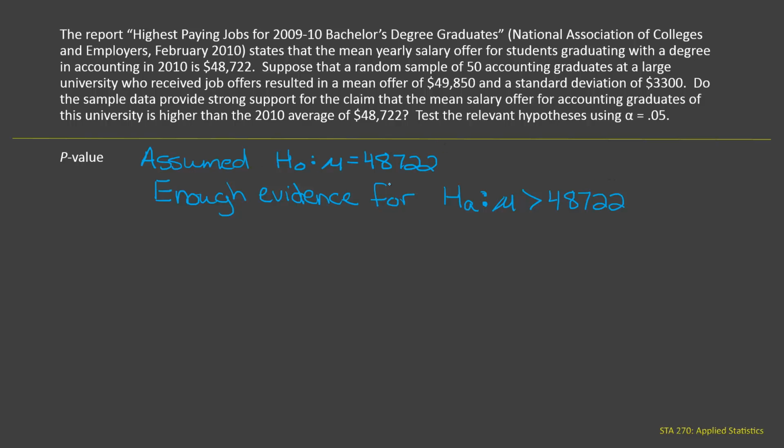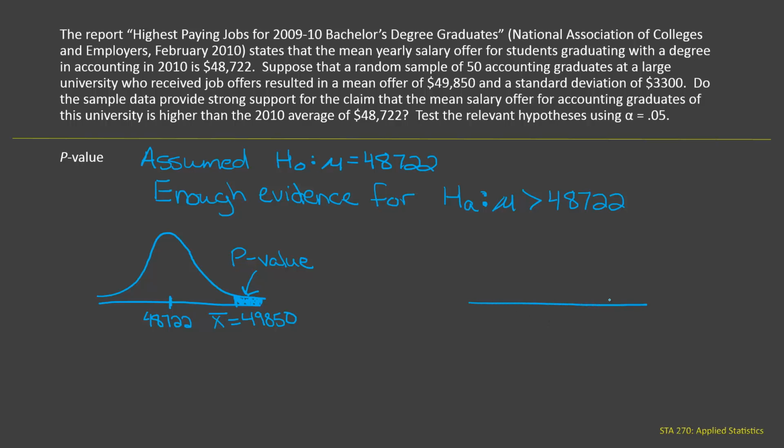Okay, so we go into this test assuming the null hypothesis. Assuming that null hypothesis of 48,722 for the mean and sample size of size 50, we get this sampling distribution of all the sample means. And that has a mean of 48,722, and it has a standard deviation of sigma over the square root of 50. But somewhere out here we happen to get our sample mean of $49,850. The p-value is actually the probability of getting a sample mean like we got, or one more extreme out here in this tail. That area right there is the p-value.